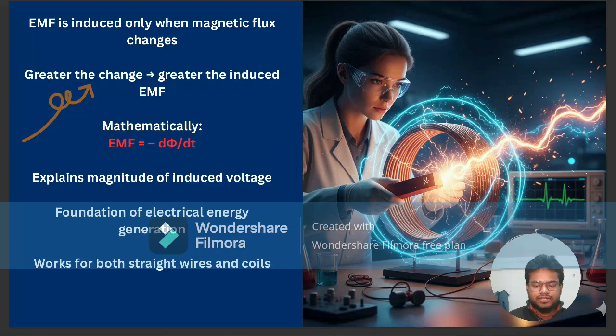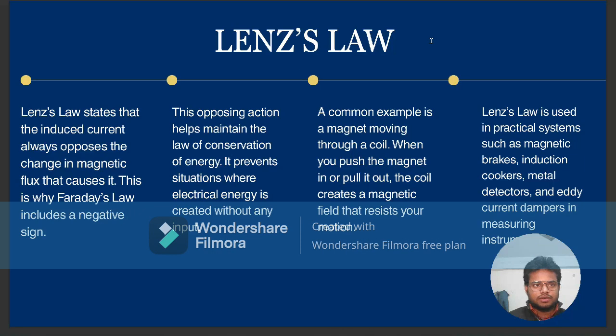Faraday's laws tell us that voltage is created only when magnetic flux changes. The faster the change, the larger the voltage. So mathematically, EMF is equal to minus d phi by dt. Basically, it is the rate of change of magnetic flux. It explains the magnitude of induced voltage. And this mathematical equation works for both straight wires and coils.